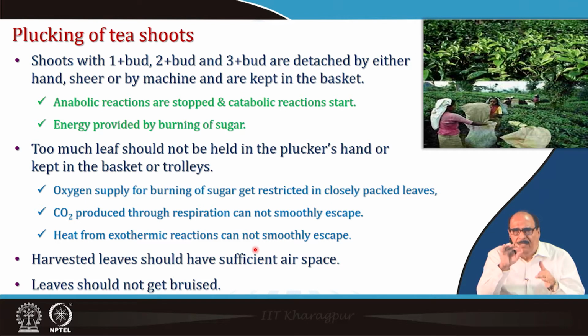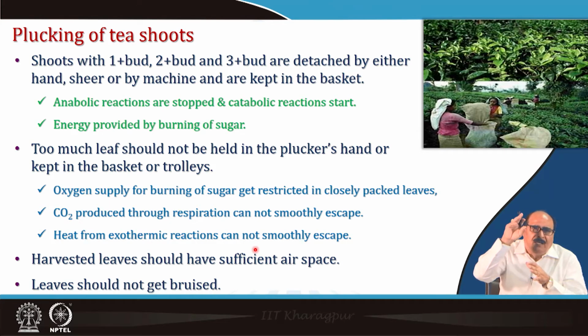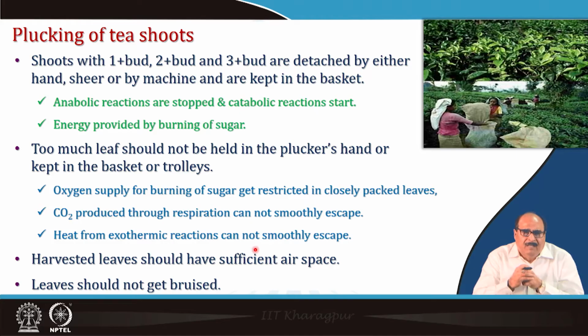So, let me tell you here that if you go lower, like bud plus 4, bud plus 5, etc., the quantity of the tea will be more, but its quality will be less, because the top bud and these terminal leaves have higher polyphenolic compounds and they have better antioxidant and other capacities.